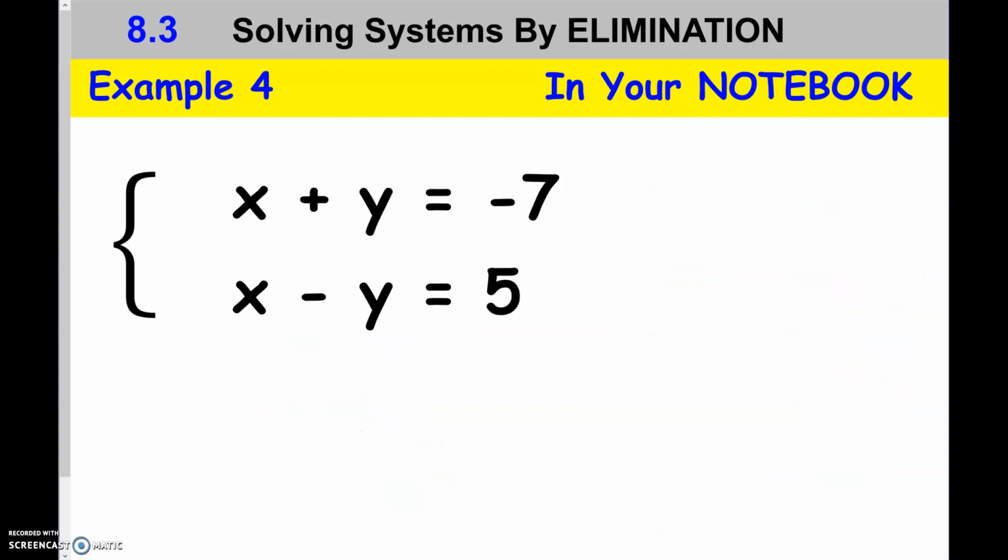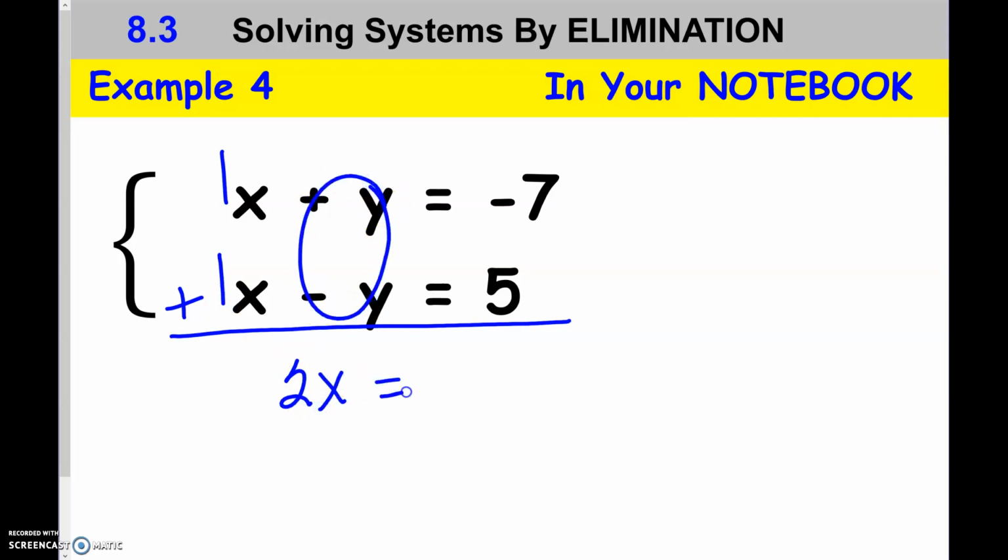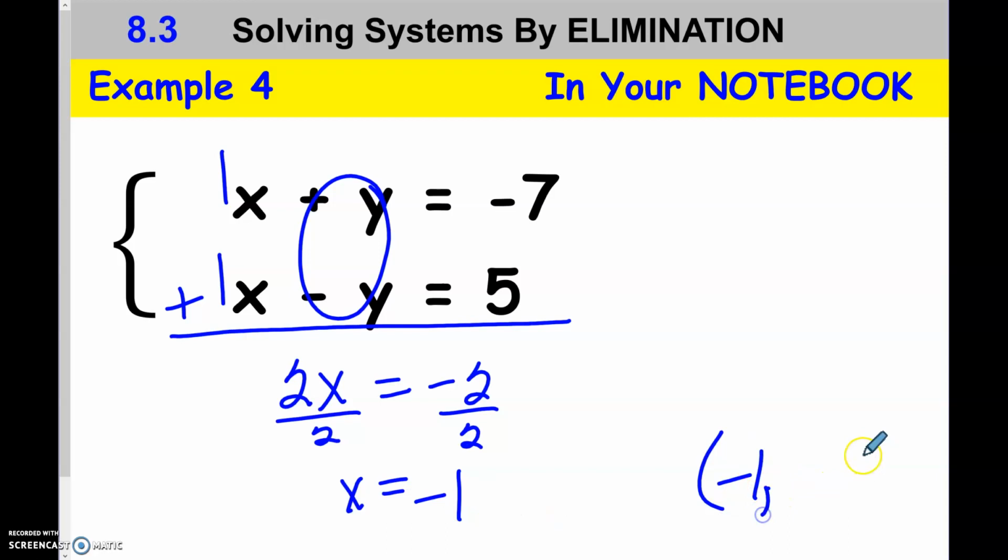All right, let's try another one. All right, add up the x's. I get 2x. Oh, look at that. My y's are going to cancel, so I don't have to do anything to this one. 1x plus 1x is 2x. And look at here, a positive y and a negative y, those cancel out. And -7 plus 5 is a -2. So I'm going to divide both sides by 2. So x is -1. So I know that I have -1 comma something.